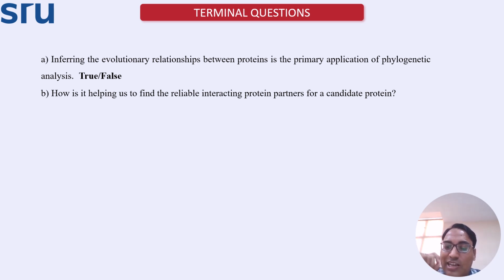I hope you understand that I'm somehow inferring the protein partners with the protein-protein interaction networks. When we are building phylogeny, we are saying that they are functionally sharing a close similarity. But are they interlinked together? We are not at all saying that. But how is it helpful in finding the reliable interacting protein partners? So the answer is yes, it is indeed helping us.